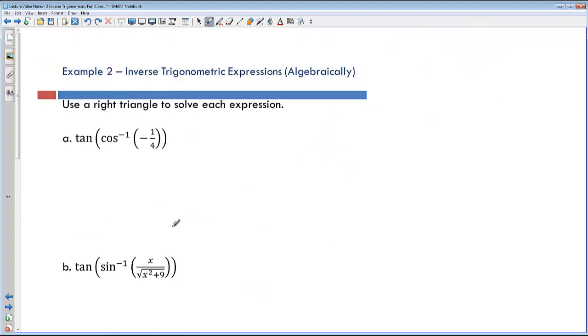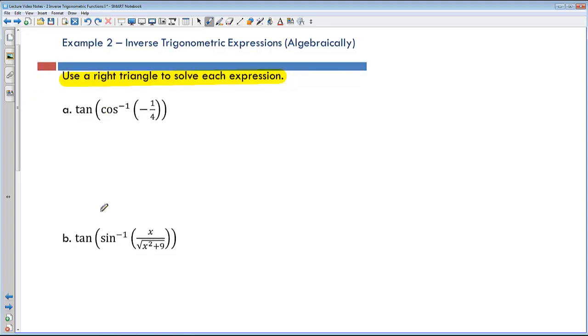Okay, so moving on, we have one other type of problem that we want to do. It says we want to use a right triangle to solve each expression. So we're going to start with part A.